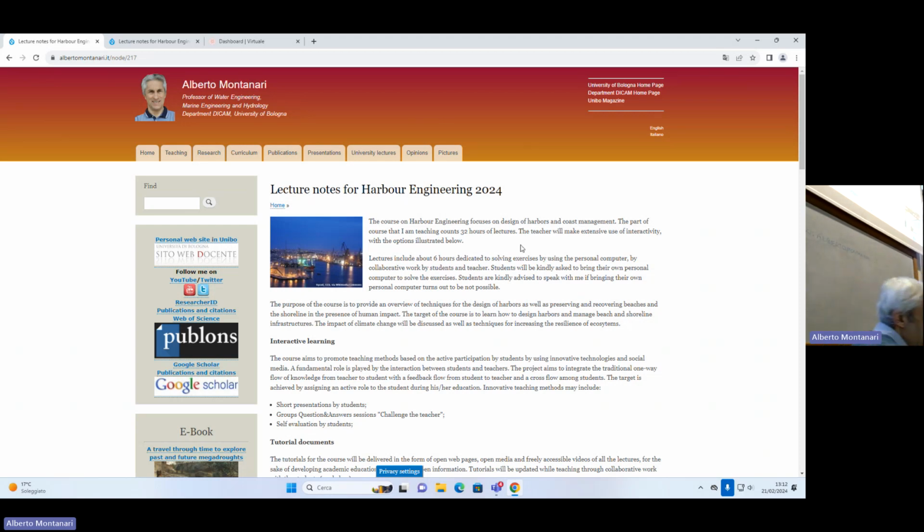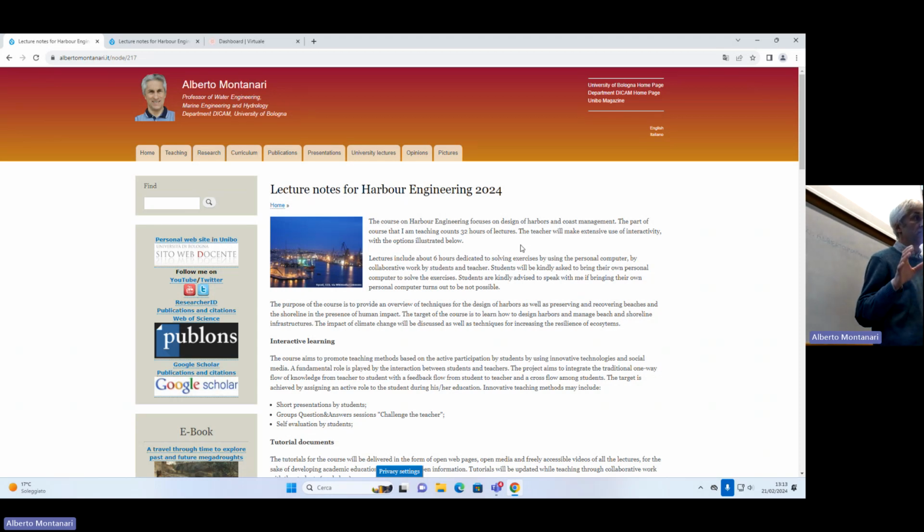So first of all, what are we talking about? We are talking about harbour engineering, which means techniques for designing port structures and port layout.